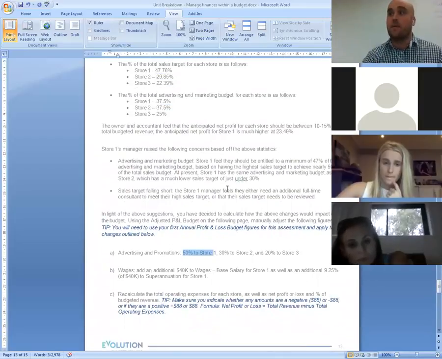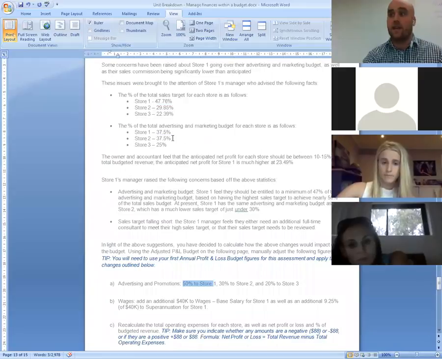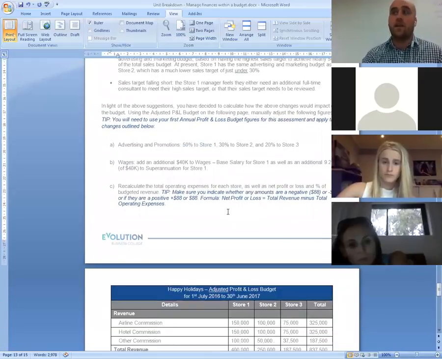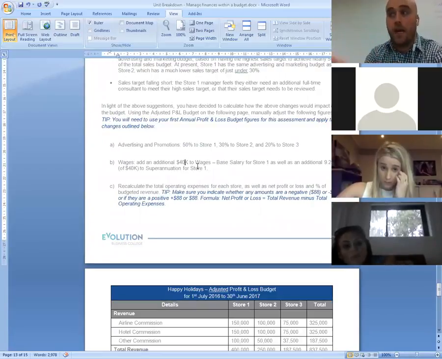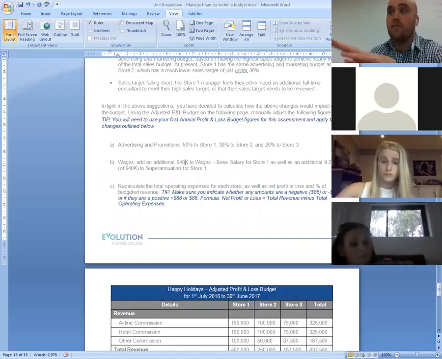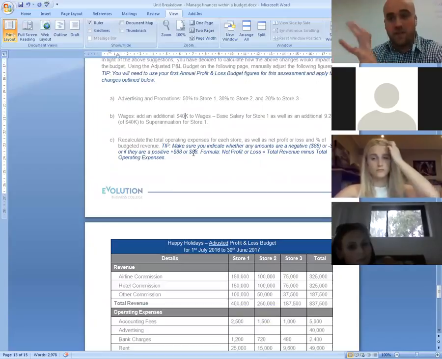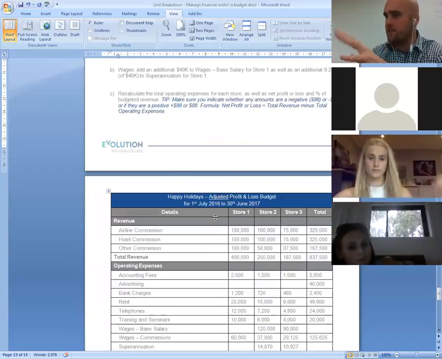Now, just remember previously it was these figures here, and now we're going to this. We're also going to add another employee to store 1, so that's $40,000 in wages and 9.25% of that 40,000 in superannuation. And then we're basically going to go through and just recalculate everything. So it'll make sense. We'll have a bit of a look at it.